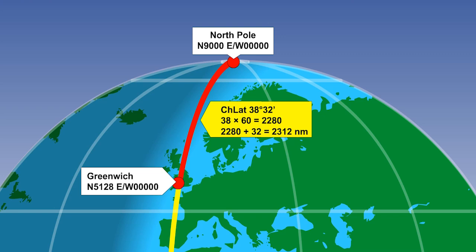This is the distance from Greenwich to the North Pole, directly north up the prime meridian. This is the principle used in calculating distance from Ch.Lat. The easiest way to calculate Ch.Lat, and hence distance, is to visualize the Earth split vertically along a meridian and anti-meridian. Now we will look at some more complex calculations using this principle.